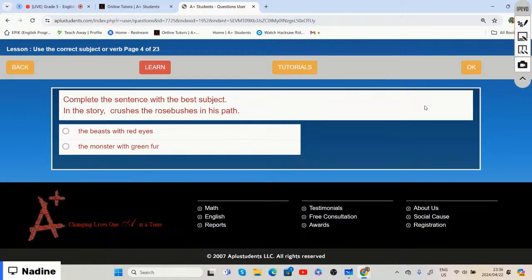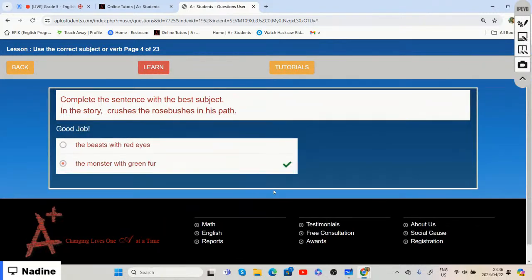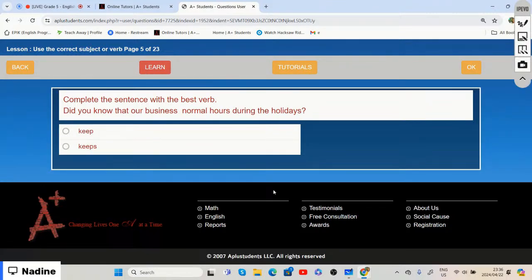All right, so if we choose the correct one, we can say in the story, the monster with green fur crushes the rose bushes in his path. So we're saying the monster, with the green fur, refers to one subject, one thing, right? So which means that our verb has to end with an s, es, or ies. All right, let's go into the next one.